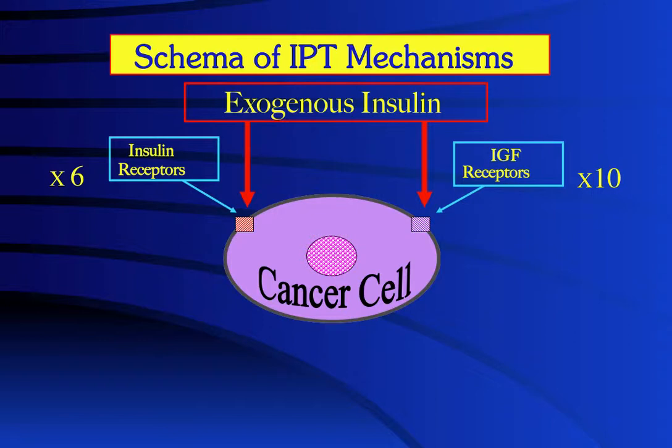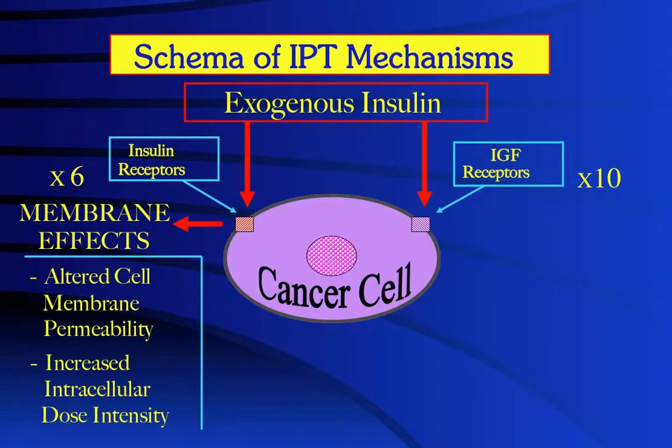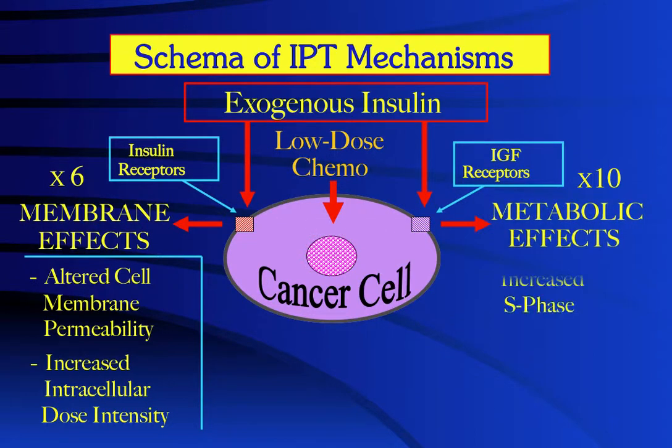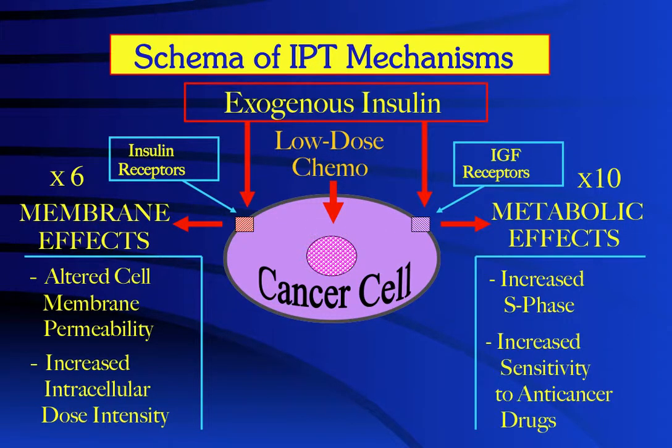Yes, we can. So this produces, in the cancer cell, an altered cell membrane permeability, which increases the intracellular dose intensity of low-dose chemotherapy, which is administered concurrently according to a certain time schedule. On this side, we get stimulation of the IGF receptor, which is a metabolic effect of increased S-phase activity, increasing the sensitivity of the cancer cell to the cell cycle phase-specific anti-cancer drugs. So there's a synergy here between increased intracellular dose intensity and increased proportion of cells in S-phase, and we kill cancer cells dead quicker and better.